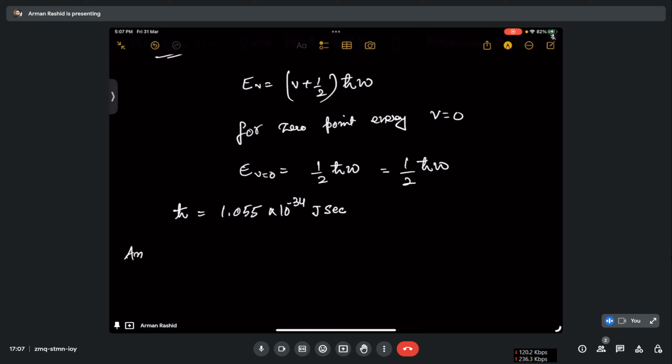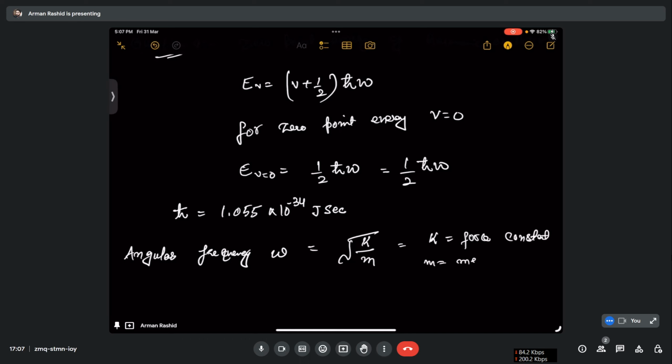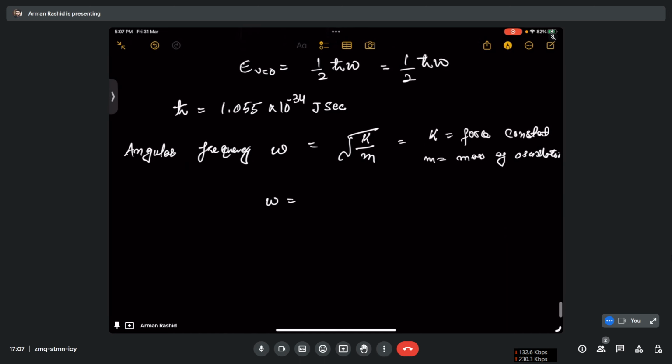Similarly, we can calculate the angular frequency, that is omega, which is given by the square root of k by m, right? Where k is the force constant and m is the mass of the oscillator, so omega will be given by the square root of 255 Newton per meter divided by the mass. Okay, so this is given.